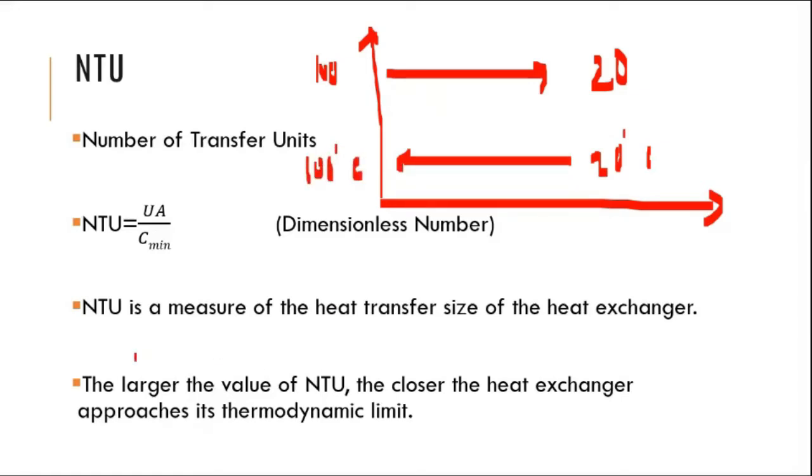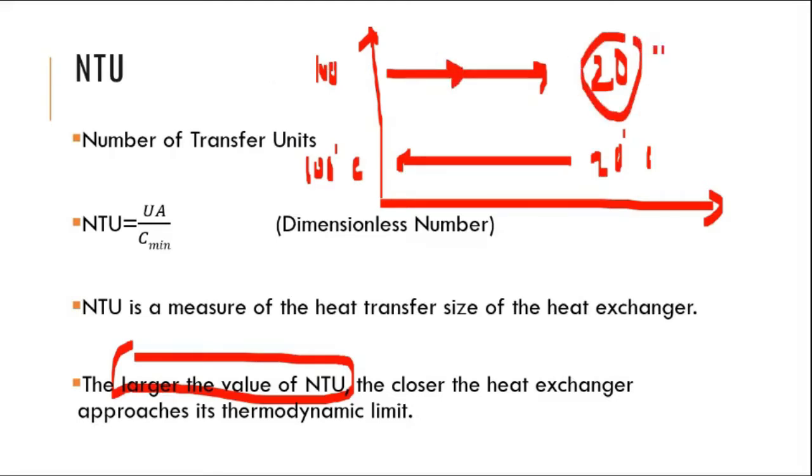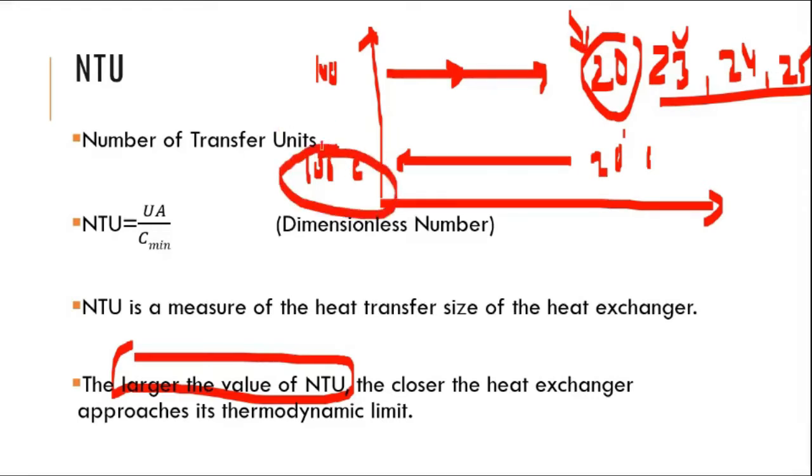So if we are using a large value of NTU, what is going to happen? The heat exchanger will approach its thermodynamic limit. It means the outlet temperature of the hot fluid will be around 20. So it can be 23, 24 like this. It will be in the vicinity of 20. So 23 degrees Celsius, 24 degrees Celsius, or maybe 25 degrees Celsius. This outlet temperature will be closer to 20. Similarly, the outlet temperature for the cold fluid should be around 100. So it can be 95, 96, 98, something like that. This will be for a large value of NTU.